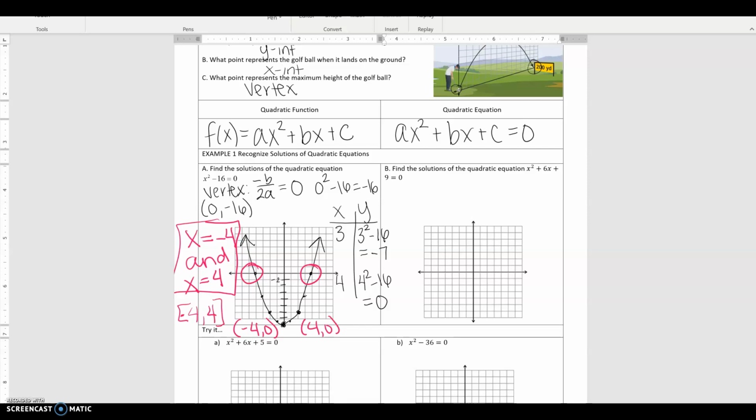So, we need to find our vertex. So, finding our vertex, we do negative b. So in this case now it is negative 6 over 2a. A is 1. So this gives us negative 3. Plug negative 3 in. So doing all that math, and you get 0.